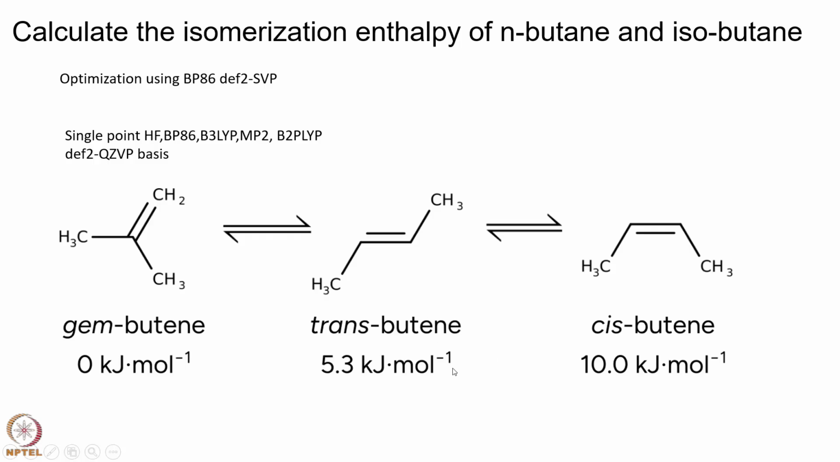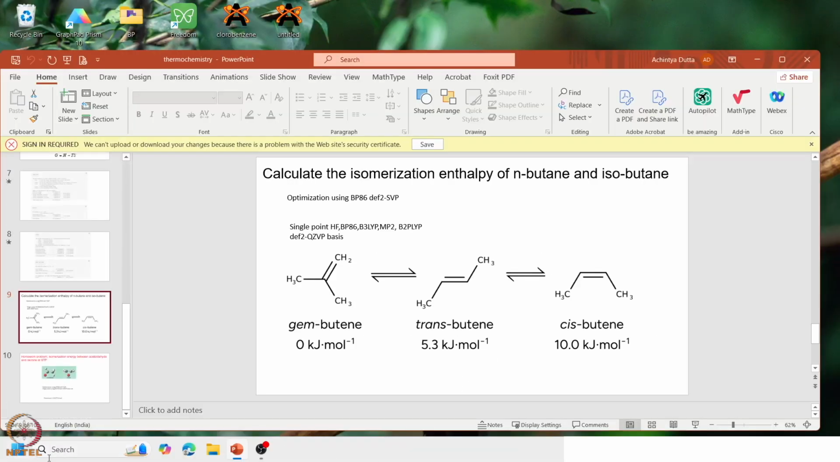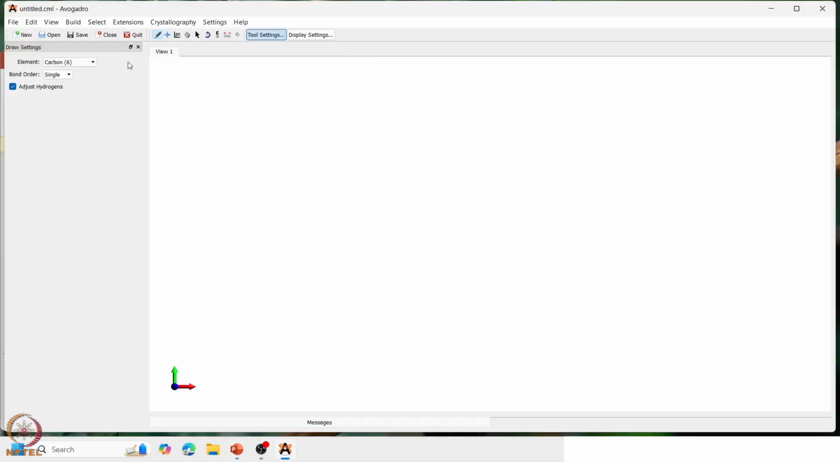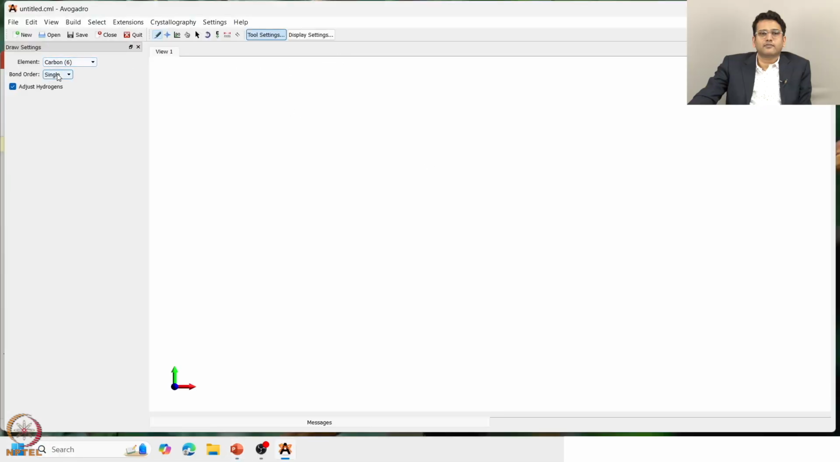So, first start with the optimization. Let us start Avogadro. Let us start with the gem-butene.